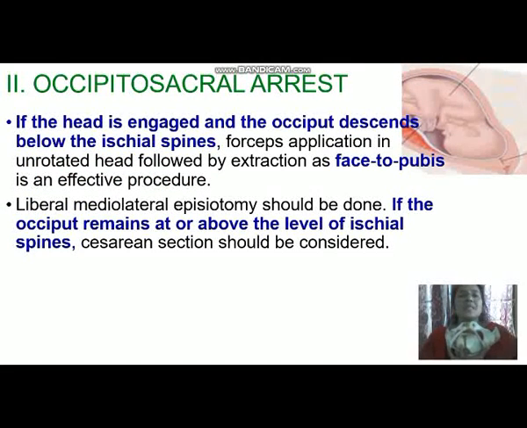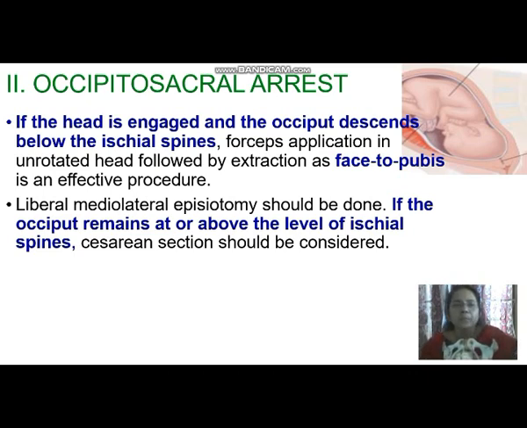Next, occipito-sacral arrest. The head is engaged, and the occiput descends below the ischial spines, but it is arrested here. Forceps are applied, rotating the head, followed by extraction as before. Face to pubis is an effective procedure, and a liberal mediolateral episiotomy should be done. If the occiput remains at or above the level of the ischial spine, cesarean section should be considered.